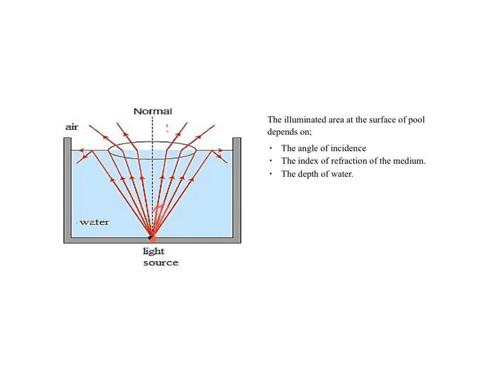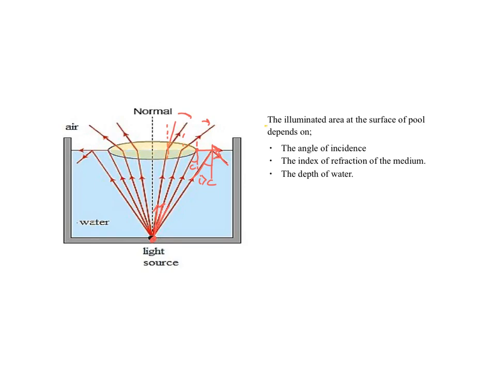Now you see that they are getting away from the normal, and this one comes with a critical angle and refracts along the boundary, and the other ones, as they get away from the light source, the angle is bigger than the critical angle and they are reflected back inside the pool. So this area is the illuminated area at the surface of the pool.